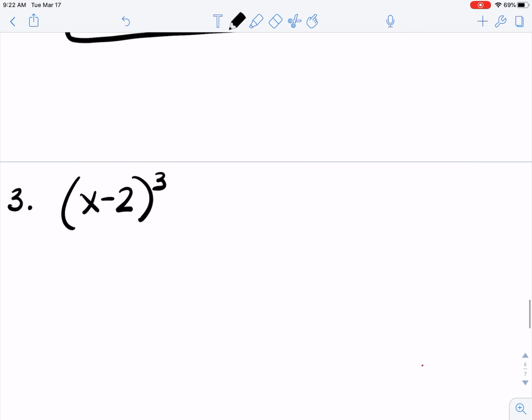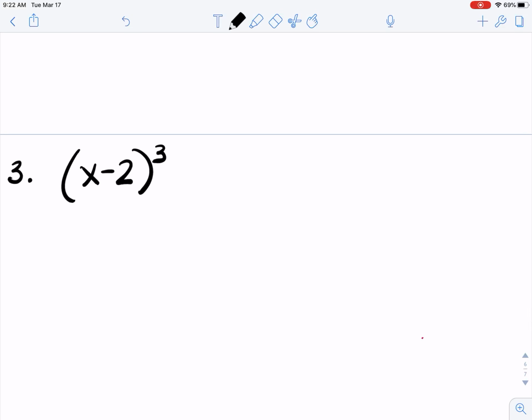All right, this is always a fun one. There's nothing that you can do here. There's no kind of shortcut, really. You have to simply rewrite it.